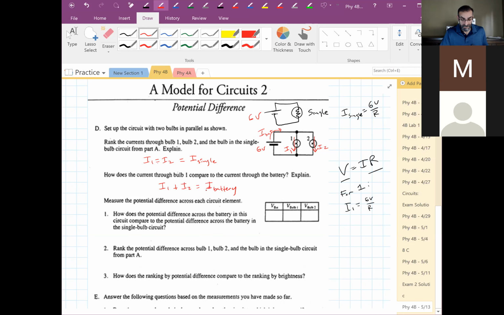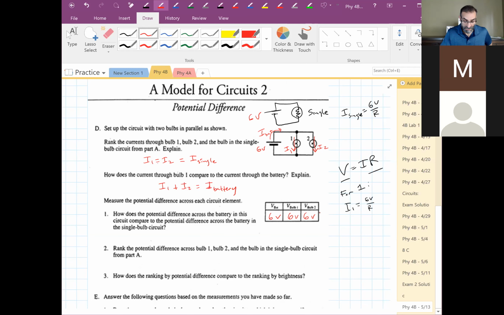Okay, now it's asking for potential differences across each element. If the battery is 6 volts, let's just make this 6 volts here. How much do we have across bulb 1? Yes. How much do we have across bulb 2? Yes. It's the same everywhere. They are in parallel. They all have the same voltage.